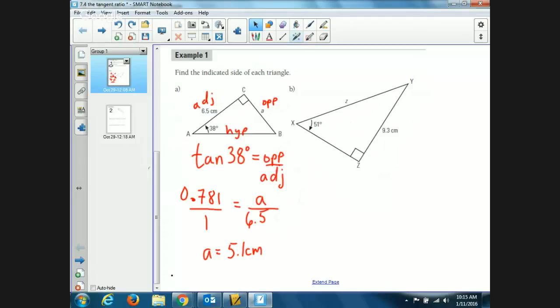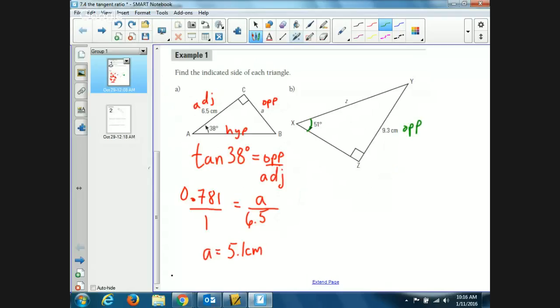Let's take a look at this one. It doesn't necessarily use the tangent, but let's label it through though. If 51 is our angle, what is 9.3 compared to that angle? Is that opposite or adjacent? That's opposite.